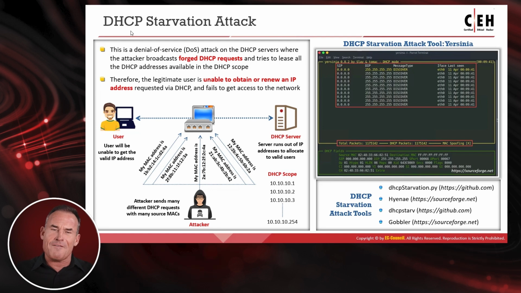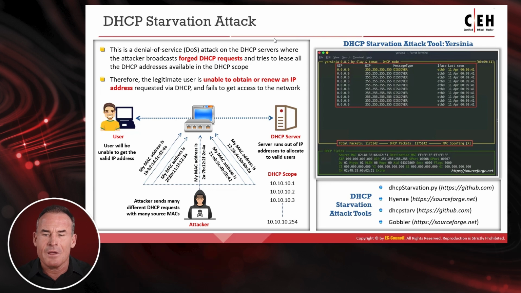I'm sorry, I'm kind of merging two different scenarios into one discussion. Starvation: discover, offer, request, acknowledge, over and over and over again until no address is left. So I can also shut that down with port security. Since each request has to have a unique MAC address, if I'm only allowing one MAC address on the port on the switch, it can't starve, right?